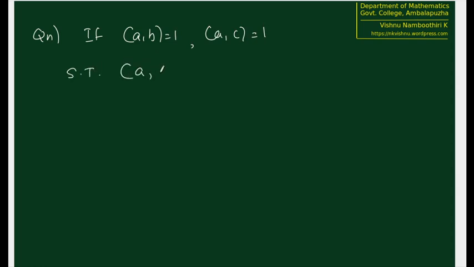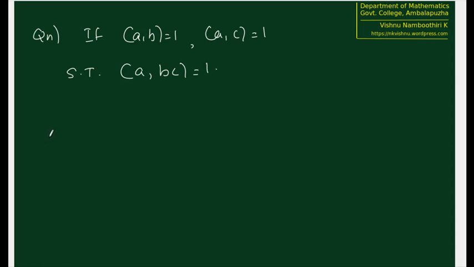Continuing with the applications of Bezout identity, we have the next question like this. If A and B are relatively prime, A and C are relatively prime, we have to verify that A and BC are also relatively prime. Okay, we have to show that the GCD of A and BC is 1.